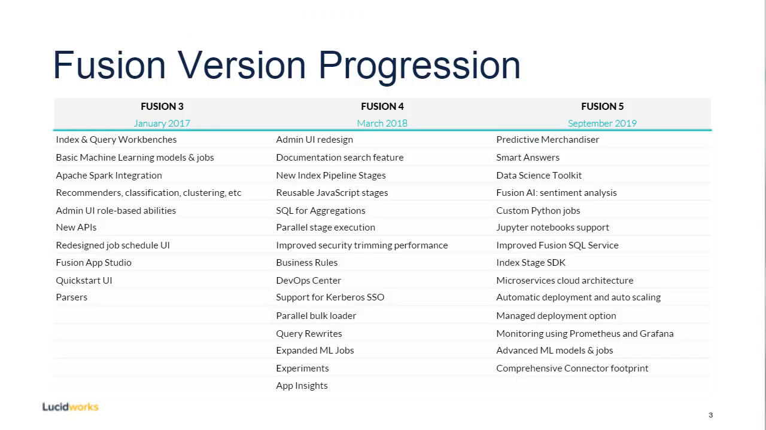When I joined LucidWorks, Fusion 1.2 had just released, and that's not even listed on the slide, so it's been quite a while. I remember I was so excited when Fusion 3 finally released, and this was the beginning of our journey into machine learning as a company, with machine learning becoming a crucial part of ranking results in search. Fusion 4 expanded on all of this.